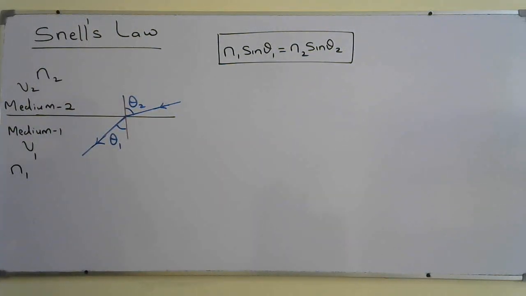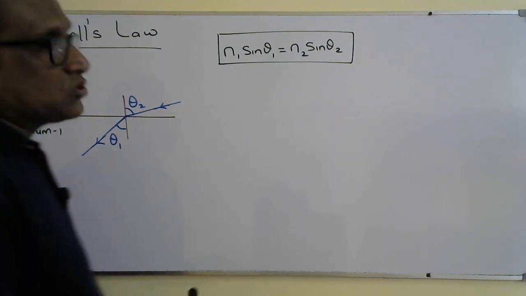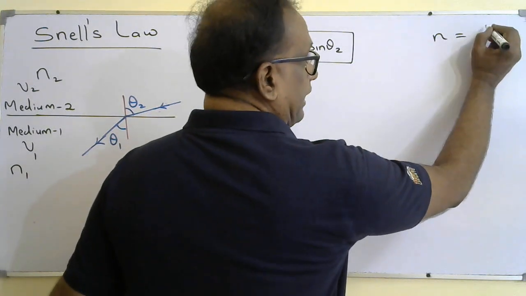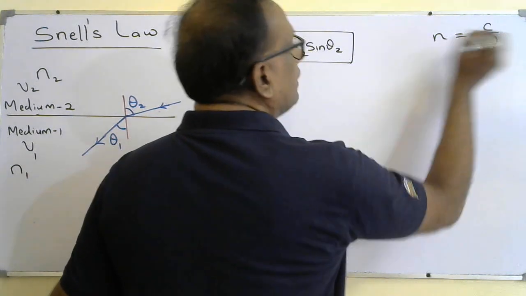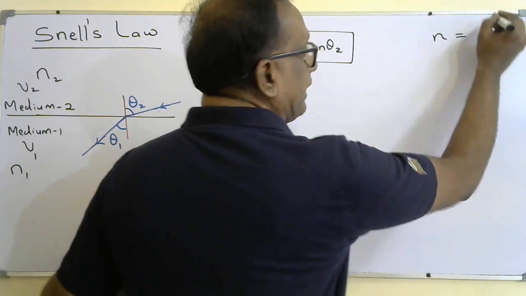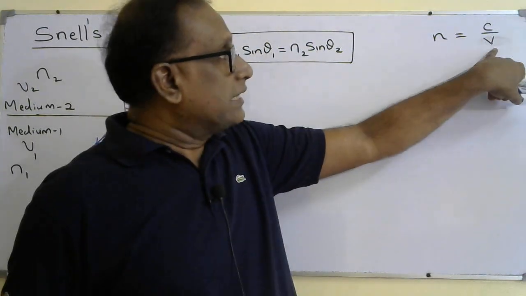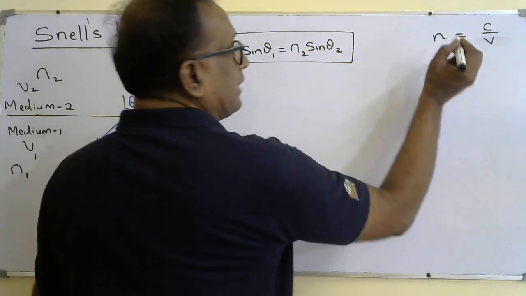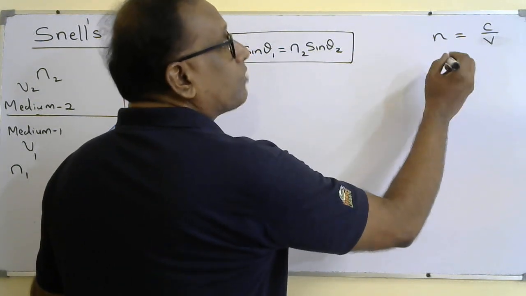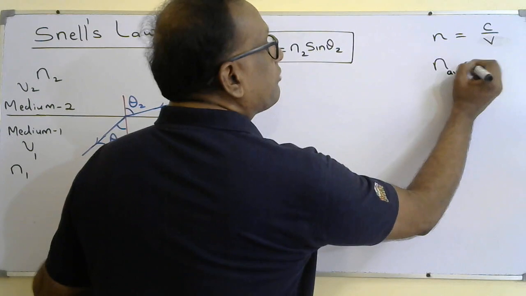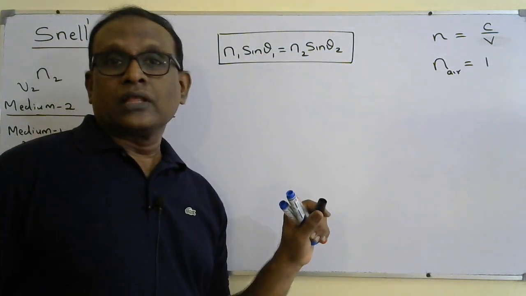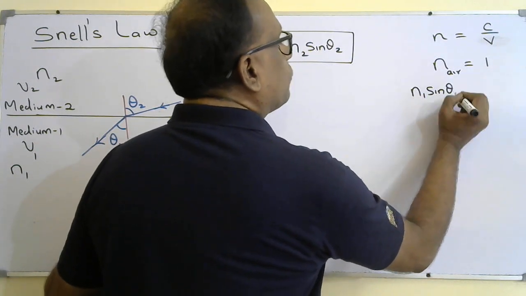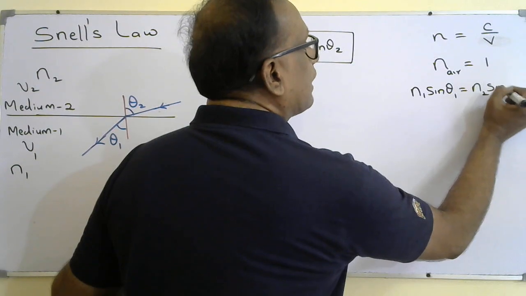So we can summarize what we learned so far. The absolute refractive index of a medium is defined as n equals c over v, that is, c, the speed of light in vacuum, divided by v, the speed of light in the medium. First, you must know that. Second, for air the refractive index we take as 1. Then the next equation, Snell's law: n1 sine theta 1 equals n2 sine theta 2.